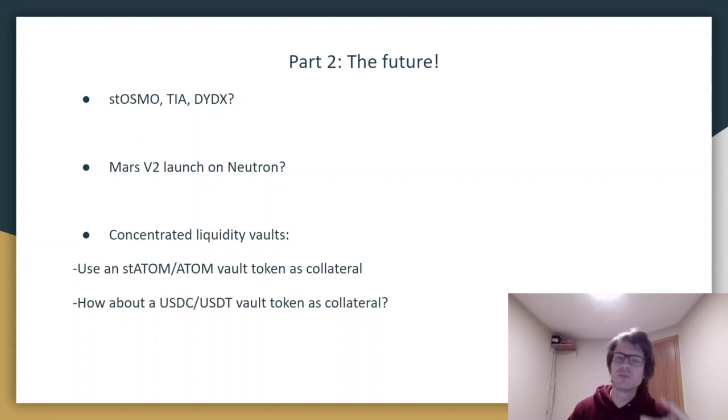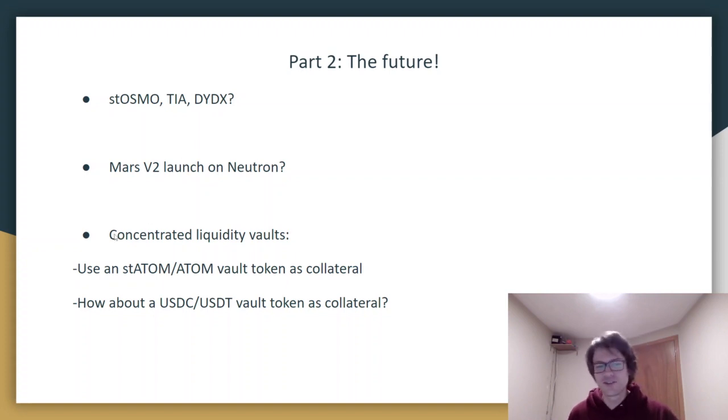Obviously, the two Mars deployments on Osmosis and Neutron will always be separate. You can't cross collateralize from one chain to another, but Neutron is going to offer slightly different tokens and maybe slightly different parameters than on Osmosis. So that should be interesting.